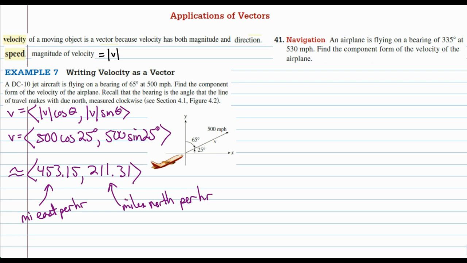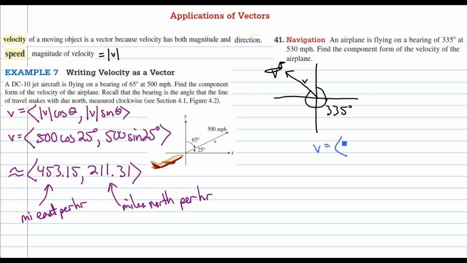Now try problem number 41. It says that an airplane is flying on a bearing of 335 degrees at 530 miles per hour. Find the component form of the velocity of the airplane. So the first thing I'm going to do is draw a picture of the airplane's path. And as you can see, the plane is flying into quadrant 2, so we're going to have a negative x value and a positive y value at the end, hopefully.